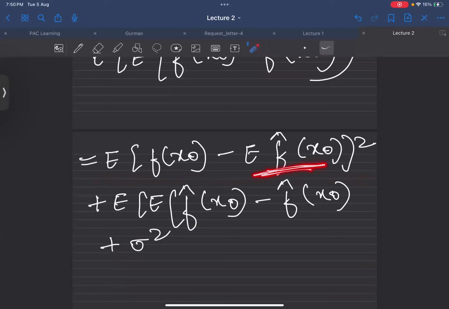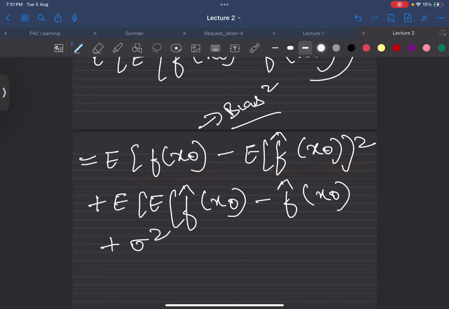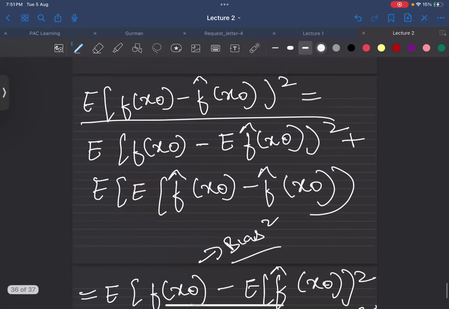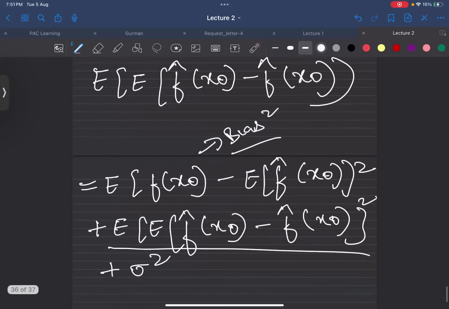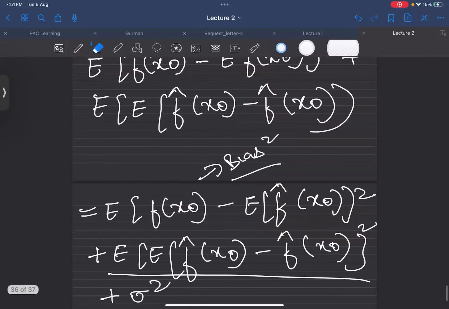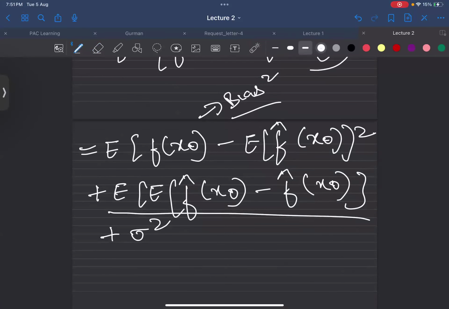Now, what is this term? Anyone have any idea? This is the predicted value, and how far is the actual value from the predicted value? What is this? Bias. Exactly, bias square. What is this? Variance. Is it square or not? It's not square. So what is this?